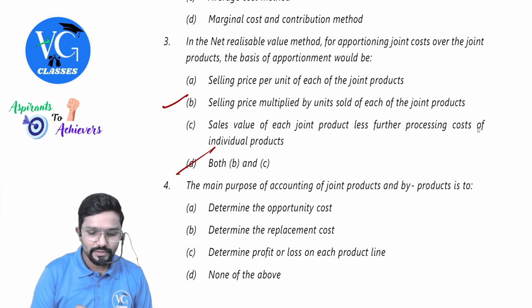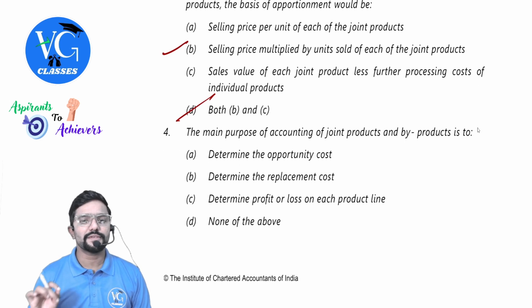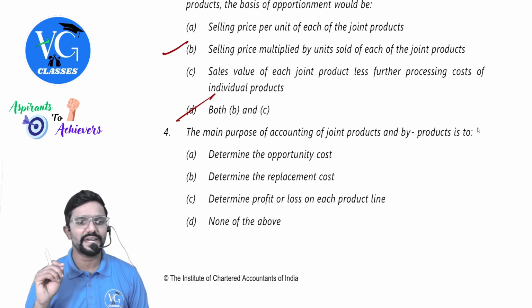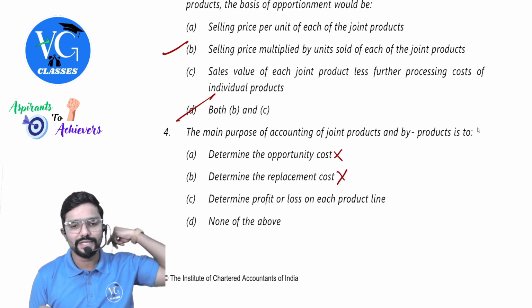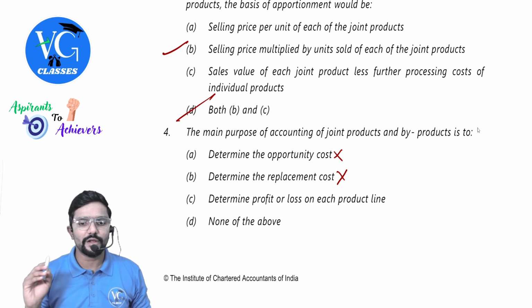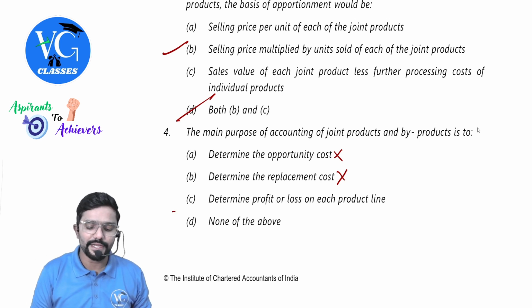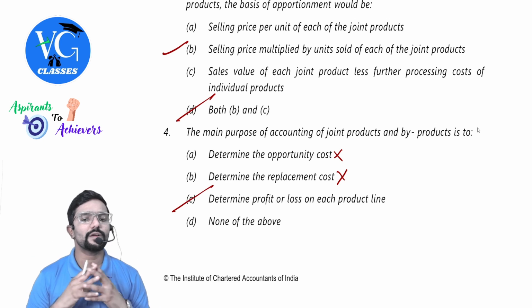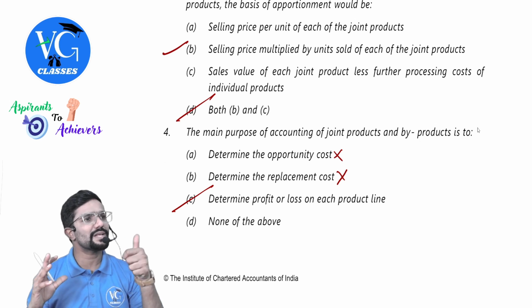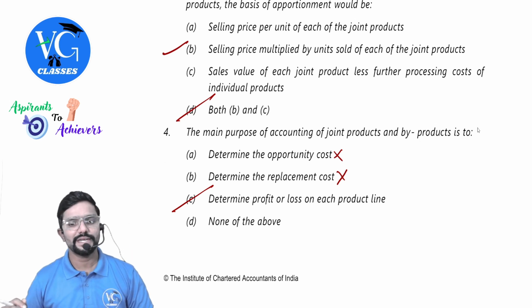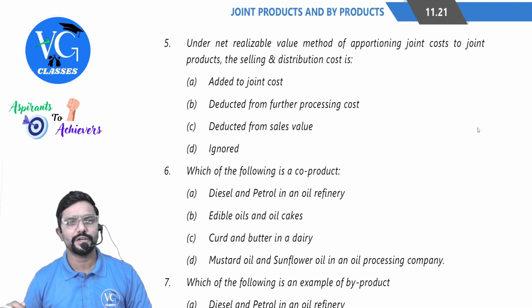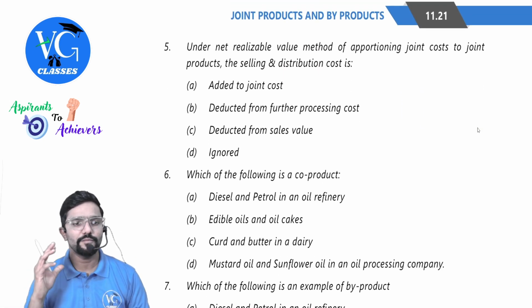The main purpose of accounting of joint products and byproduct is to determine the opportunity cost? No. Determine the replacement cost? No. Determine the profit or loss on each product line? Yes, sir. I want to know the profit or loss made on each product line. For that, I need to know what is the cost I have incurred for each and every product.